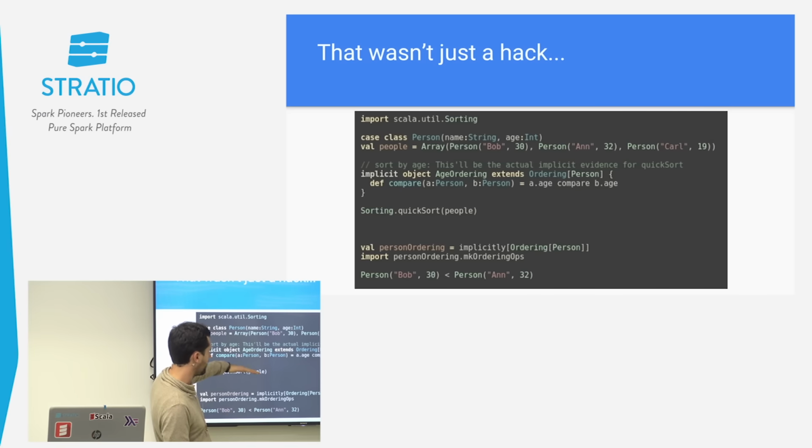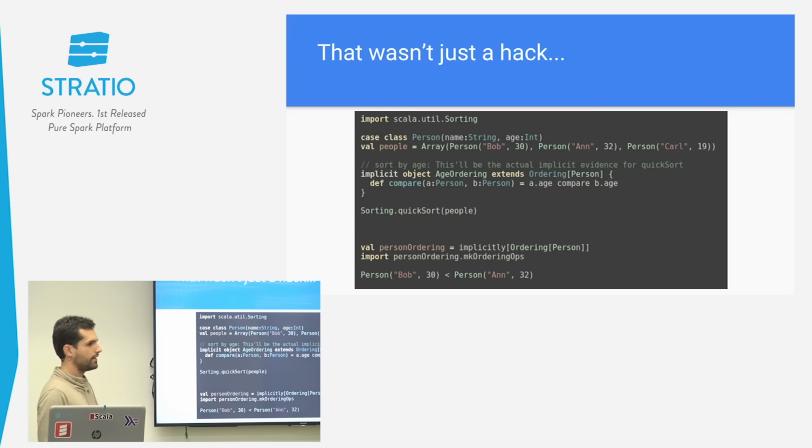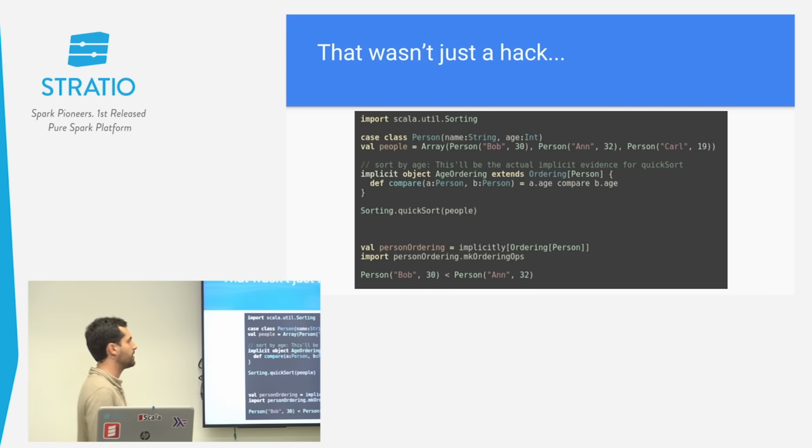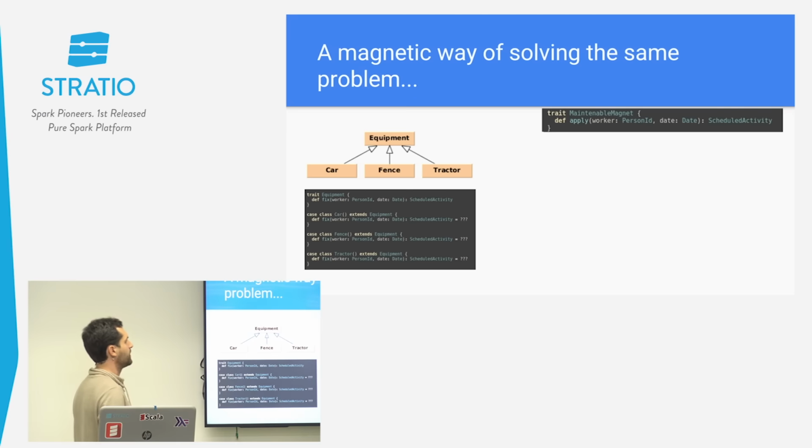This is like another example. We have an implicitly ordering person. That's like asking the compiler to give you that behavior, and you're using it just to compare two instances instead of using it in quicksort. And that's a flavor of expanding functionality using implicit. There is another. It's a little bit more complex. Some people say that this is like the other one, that they are equivalent, and they are called magnets.